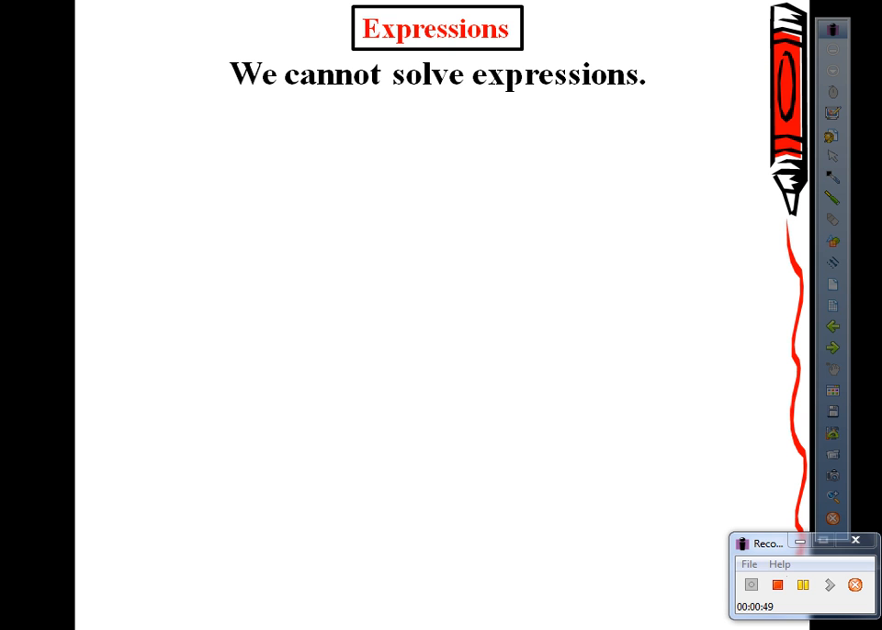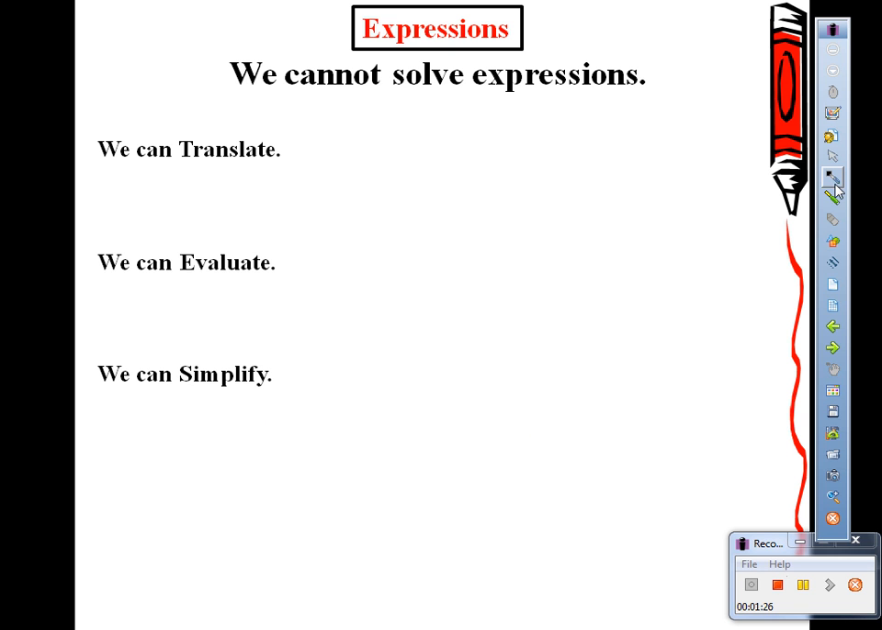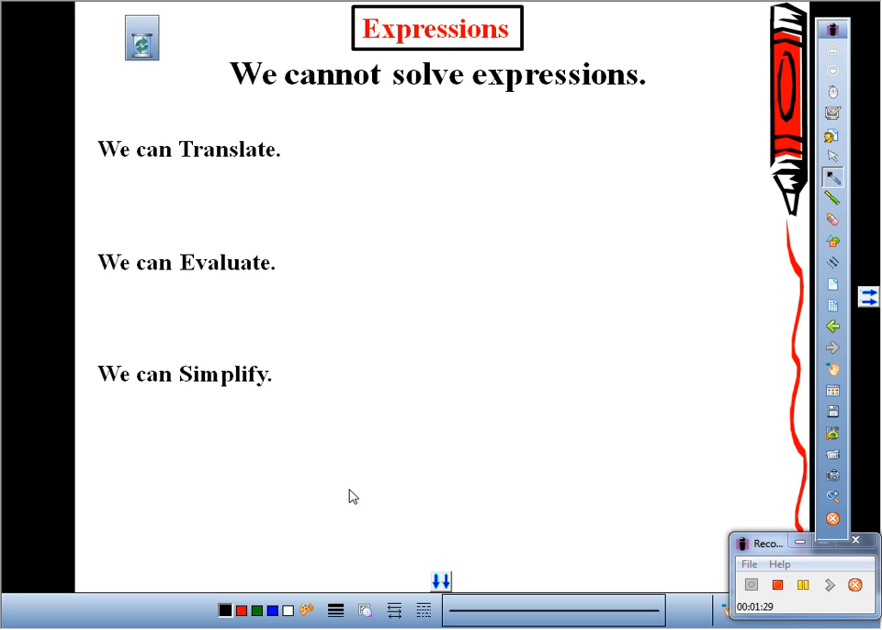What can we do? We can do three things. The first one is we can translate. The second one we can evaluate. And the last one that we use the most is simplify. Okay, once again, you're just paying attention. I'm going really quick to run down as to what these are.